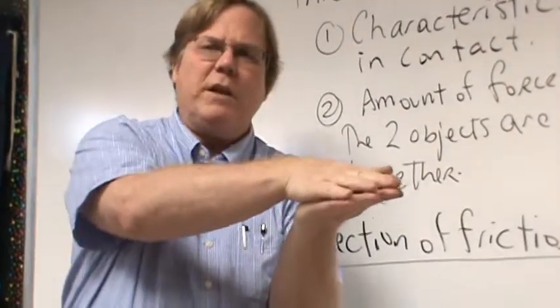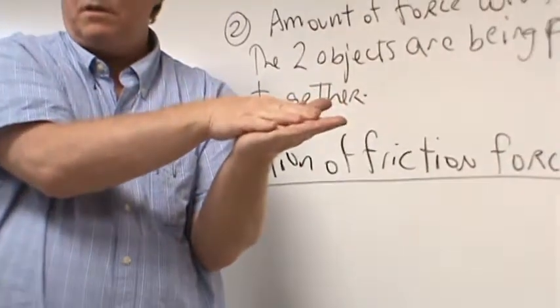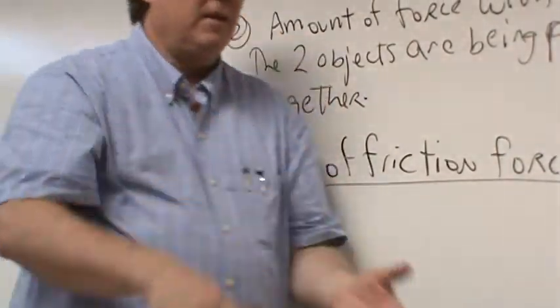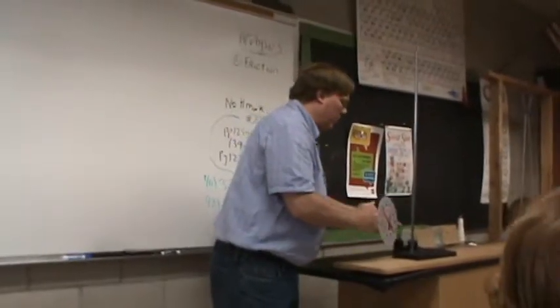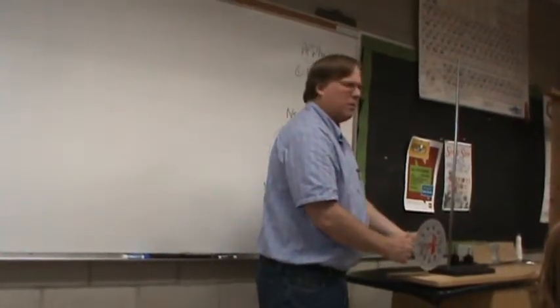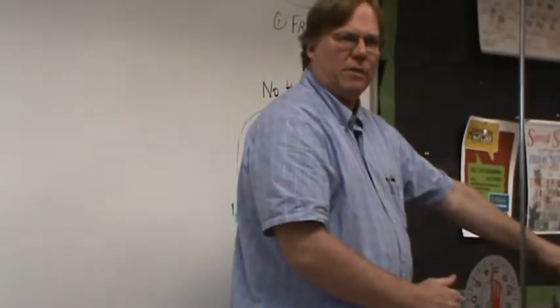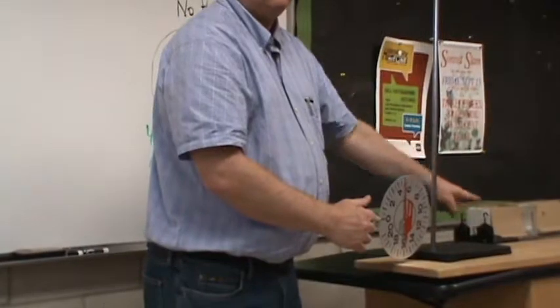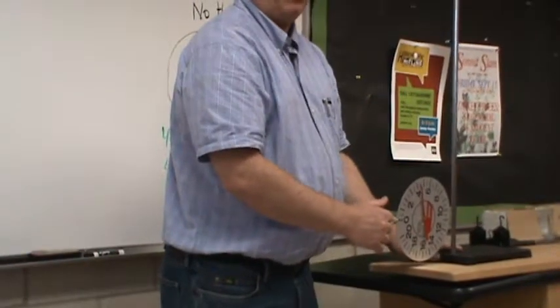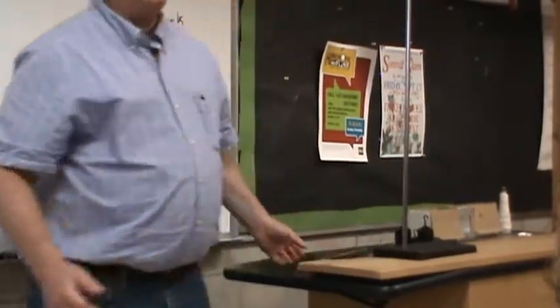Well, what if there's friction? What's the direction of the friction force? Like I've got this ring stand here, and I want to move it. In order to slide it, I have to exert a force this way. Well, what's the direction of the friction force opposing me? What's the relationship between the direction of the friction force and the surfaces in contact? Are you guys thinking in the same direction, or parallel?